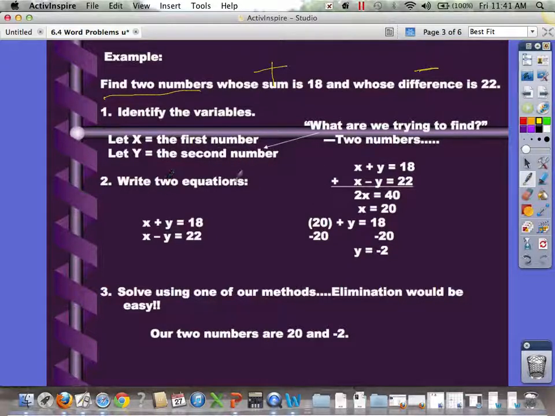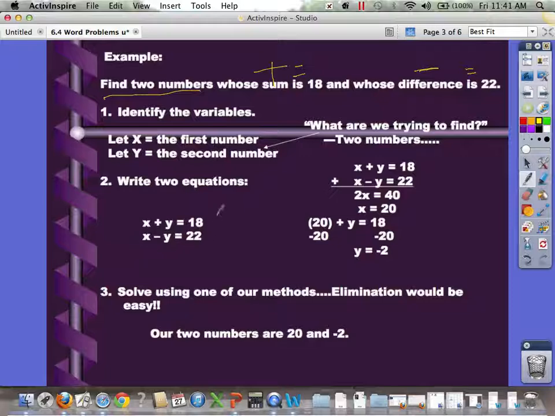Write two equations. So we're going to use X and Y. And the first one we're going to say they're adding because it says sum. Is always equals. Remember we talked about this earlier in the year. Is always equals 18. So that's simply written X plus Y equals 18. And then the next part says, whose difference is 22. Okay, again, is equals. And so the difference, X minus Y, equals 22.